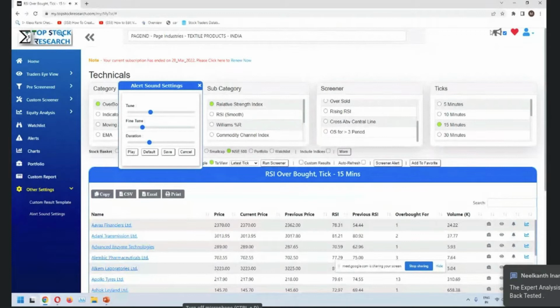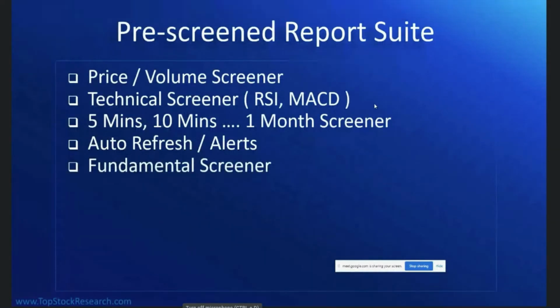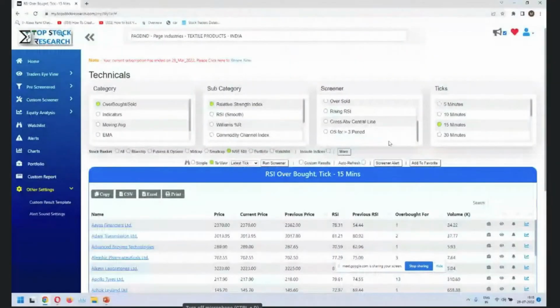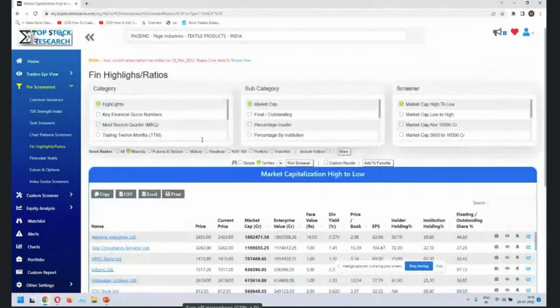Right? So basically, this is where you'll enable the sound, or you can fine tune your sound settings also. Next in line is the fundamental screener. All right, fundamental screener, right? So in the fundamental screener, we have two basic categories of screeners: the ratios and the real balance sheet stuff, or the financial result stuff.